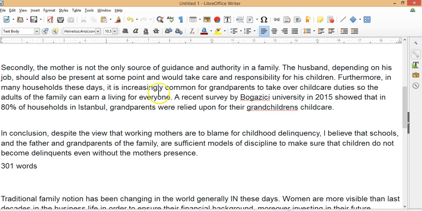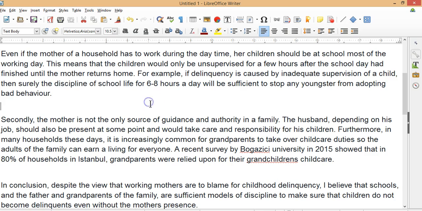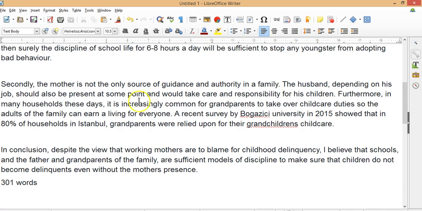So you see how it works. You've got your main idea. Children should be at school. That means they will be supervised. And an example. Second main idea, it's not just about her, it's about him. He should be taking some duties too. Also, grandparents, and then an example.